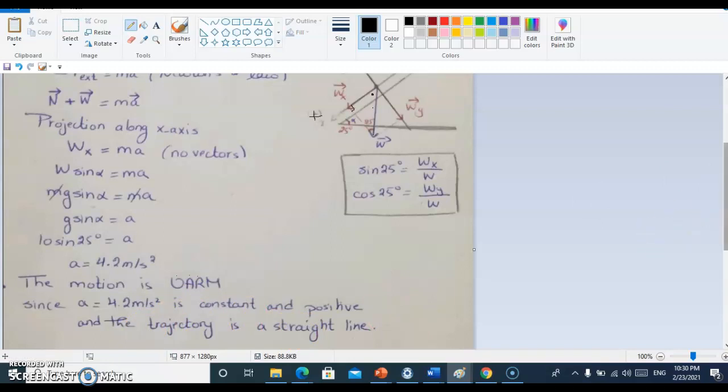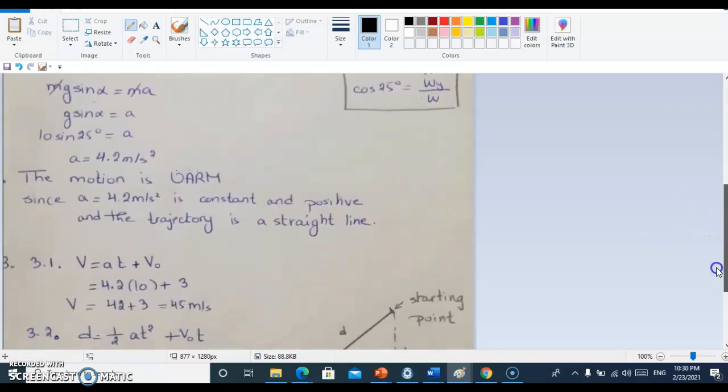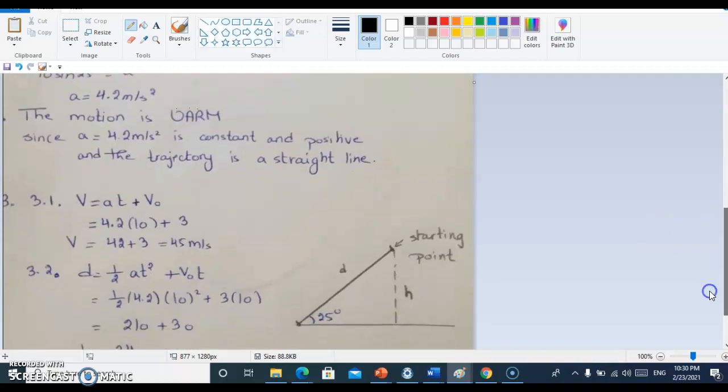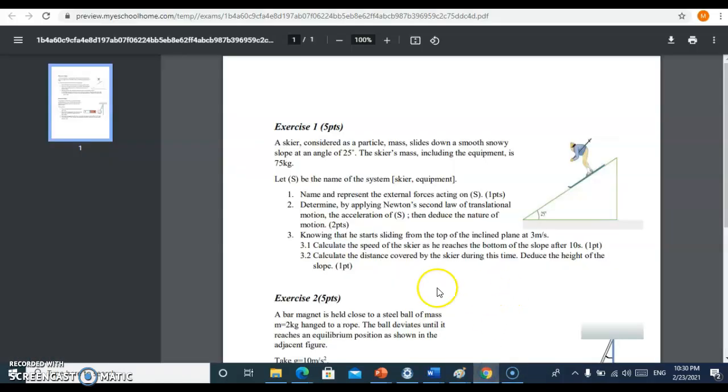This is concerning exercise 1, and we have now part 3.1, knowing that he starts sliding from the top of the inclined plane at 3 meters per second. Calculate the speed of the skier as he reaches the bottom of the slope after 10 seconds.